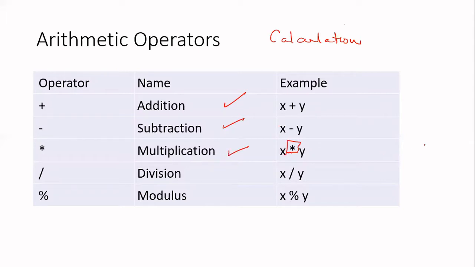We cannot normally use the times sign for multiplication, because that's the letter X. So we can't use that for multiplication. We use the star, and then the slash is used for division. So we call that the slash, that is division. And then this is an interesting operator. It's called modulus. So let's look at a few examples.